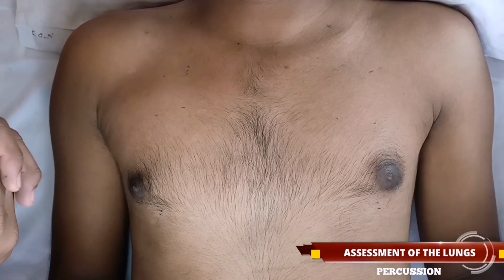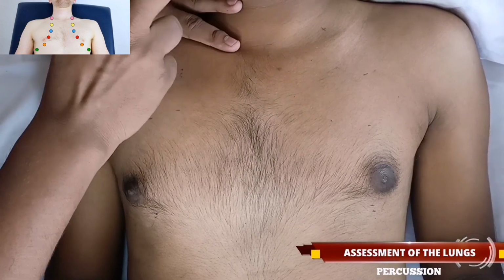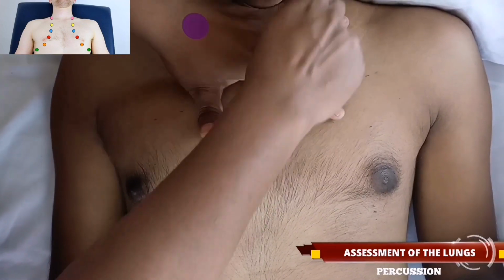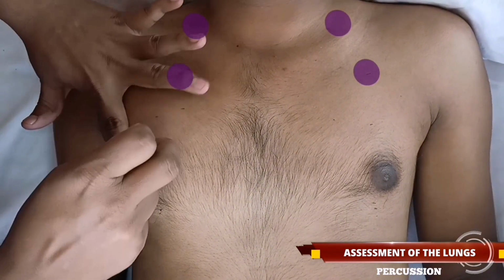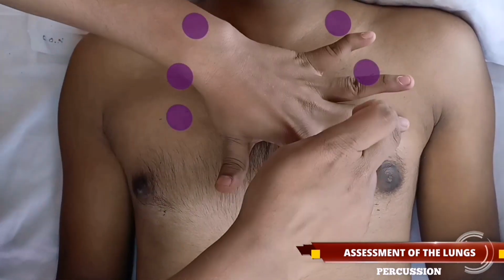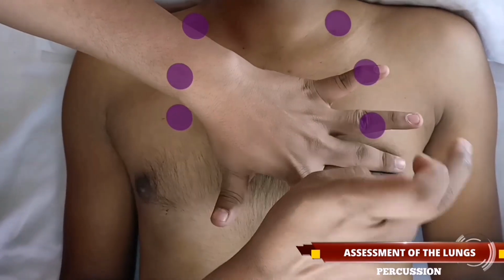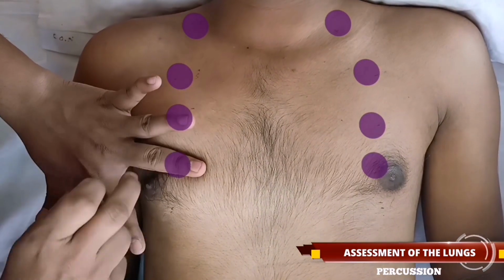Percussion of the lung. Percuss the lung field for normal resonant sound. Note for the cardiac dullness. Dull percussion denotes consolidation, collapse, effusion of the lungs.